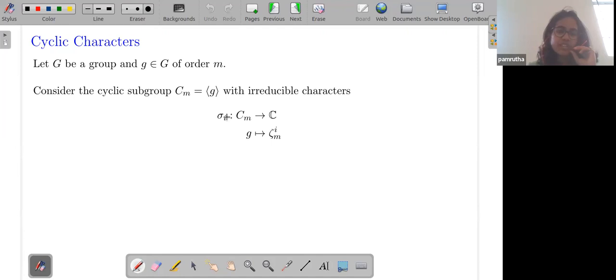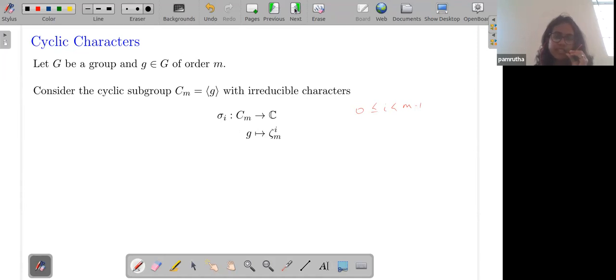So, how the irreducible characters are defined is, for every i ranging from 0 less than or equal to i less than m minus 1, we have this irreducible character sigma i, which maps the generator g to the ith power of this mth root of unity. So this is how the irreducible characters are given.